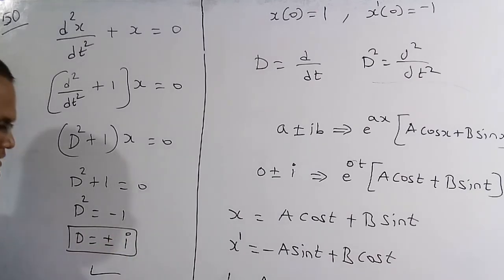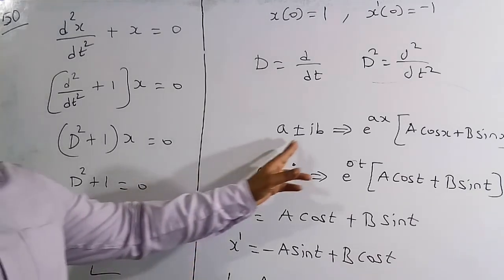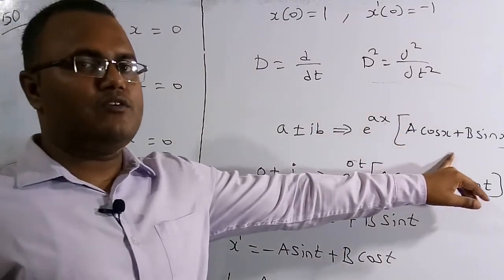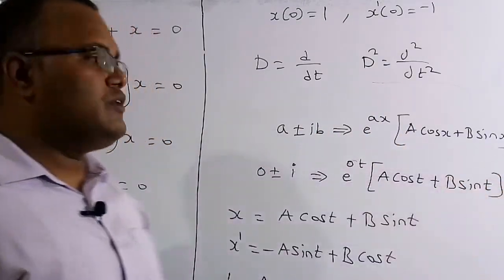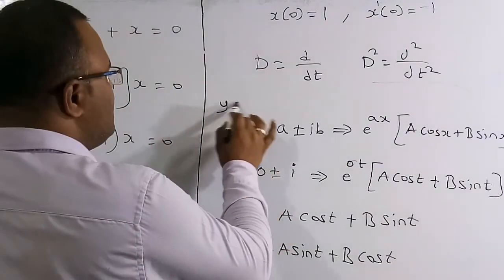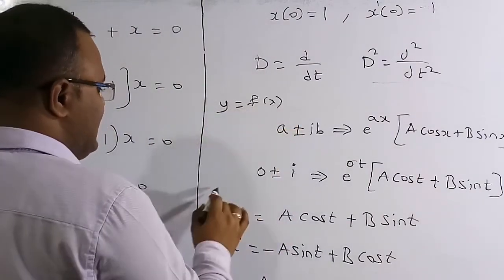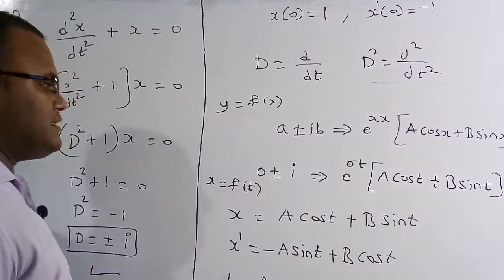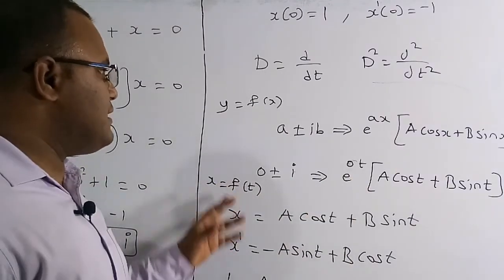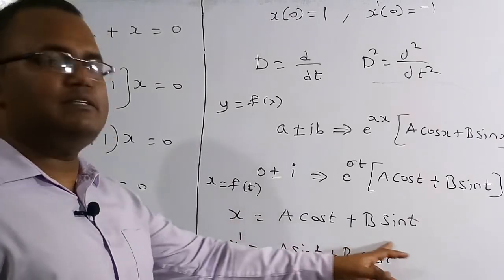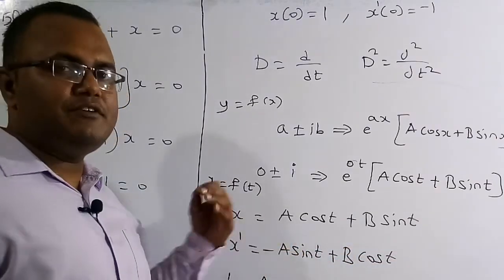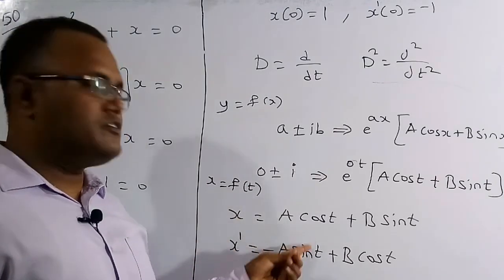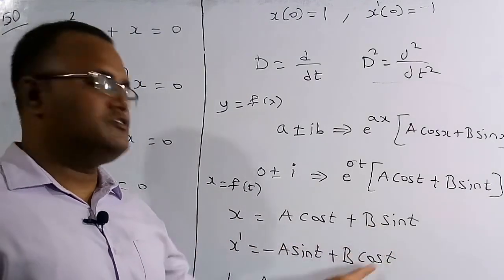So we are going to get complex roots. For roots a plus or minus ib, the general solution will be e to the power of ax into a cos bx plus b sin bx, when y is a function of x. But here x is a function of t, so we just replace x by t and y by x. So x is equal to a cos t plus b sin t. If we take the derivative with respect to t, we get x dash is equal to minus a sin t plus b cos t.